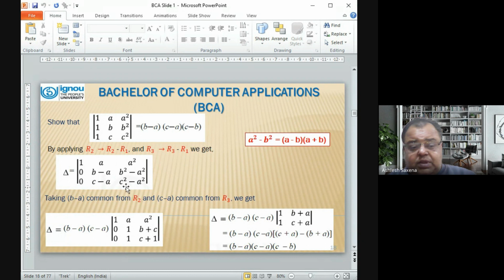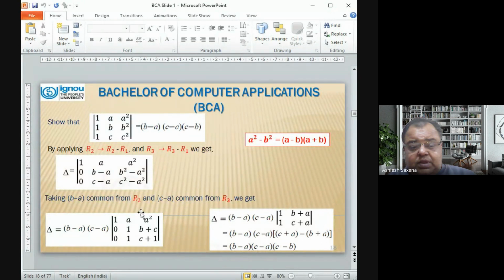Now, here, it is A square minus B square. This is the property. I will be splitting this: A square minus B square as A minus B into A plus B. Straight away, keep it over here. When you solve this, what will you get? B minus A into B plus A. Take this B minus A common. From this B minus A common, you will be left with this, and here you will take C minus A common, so you will be left with this.